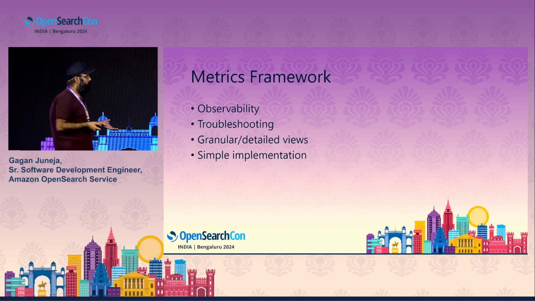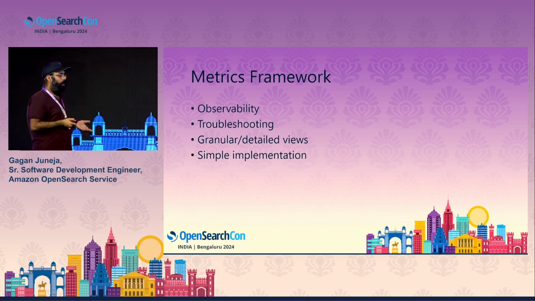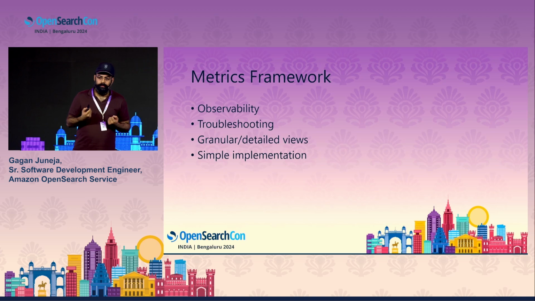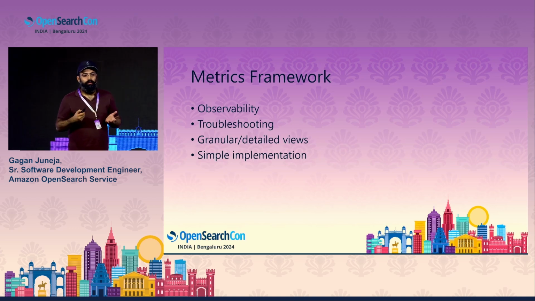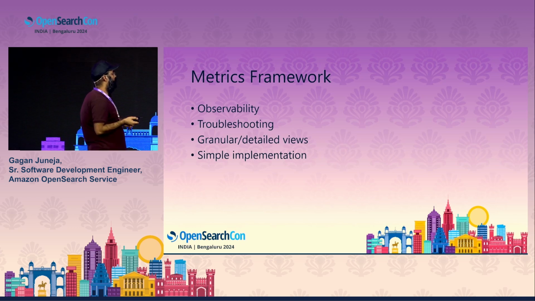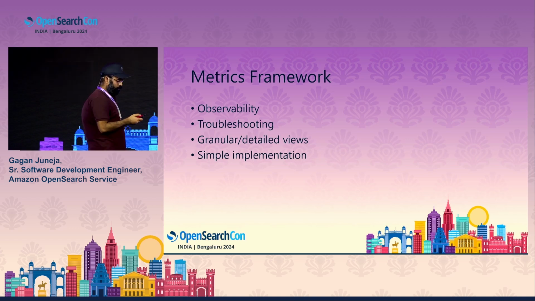So now moving to the metrics framework. The metrics framework, as we all know, comes with observability and troubleshooting experiences. It also provides you the granular view. And if we compare it with the stats API, then it's very simple to implement. Creating a new stat is always a challenge. You need to identify which API it should belong to, whether it's an indexing stat or something else. But here it's like a simple log line. You can put it as a metric.